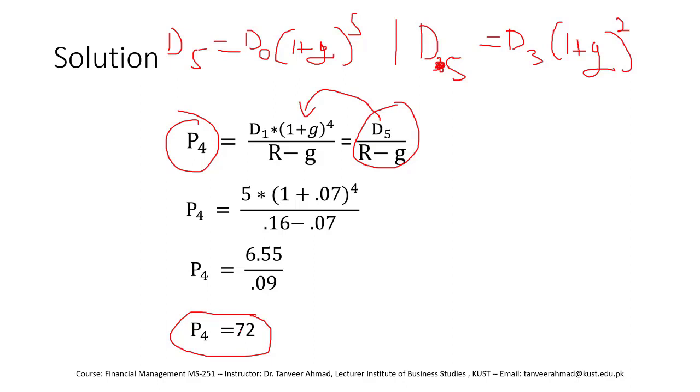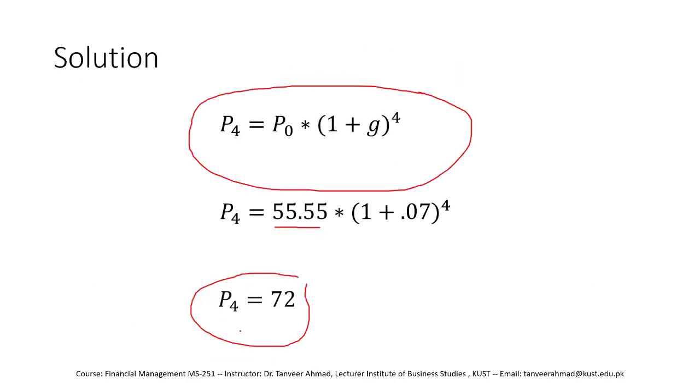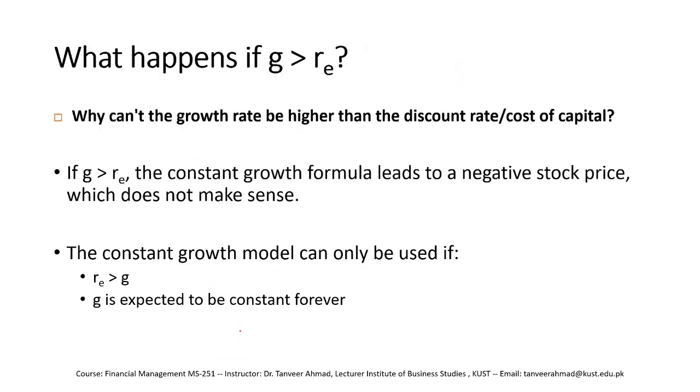So it essentially means that the price of the stock would also grow at the same constant rate at which the dividend is growing. Whichever method you use, they both are the same. So whatever you think is easy, you can use it. Okay, here comes our second topic, the limitations of the constant growth model.